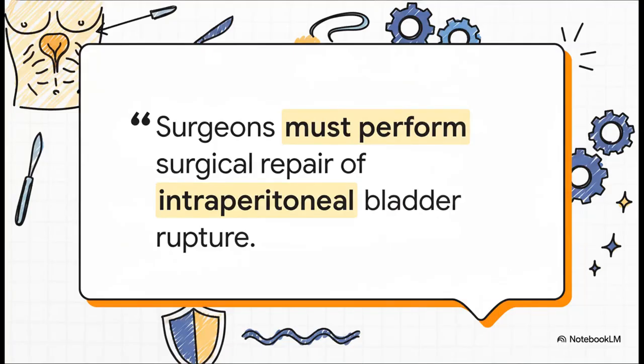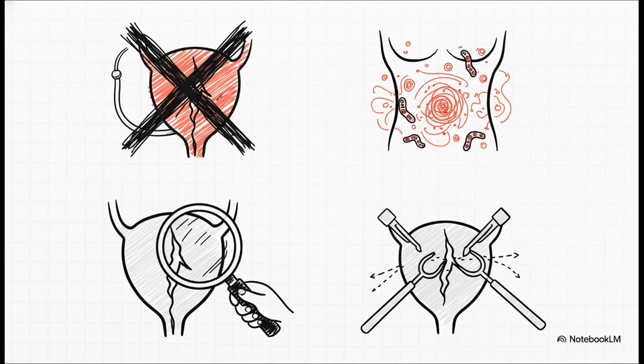Guideline Statement 15 leaves no room for debate. It says that surgeons must perform surgical repair of all intraperitoneal bladder ruptures, whether they're from blunt or penetrating trauma. It's a must-do. And the rationale for this is crystal clear. These kinds of injuries just will not heal with catheter drainage alone.